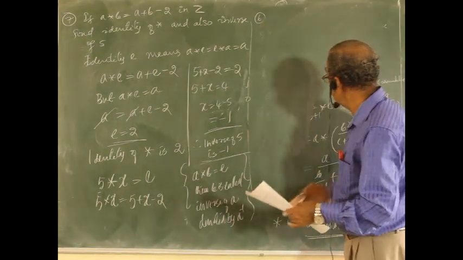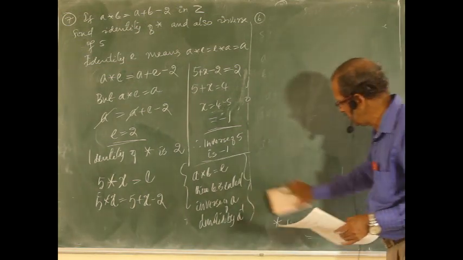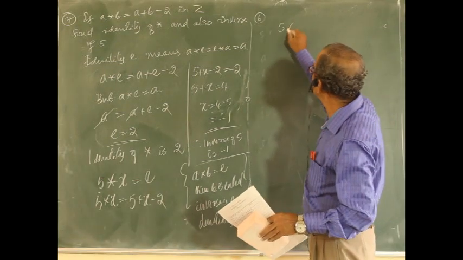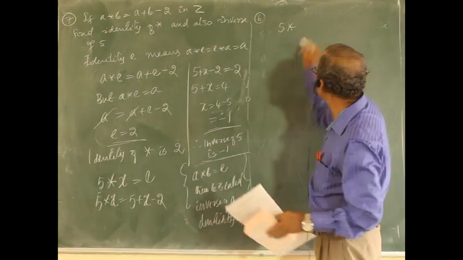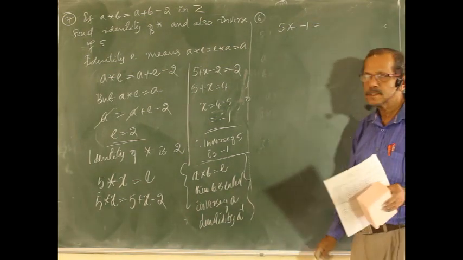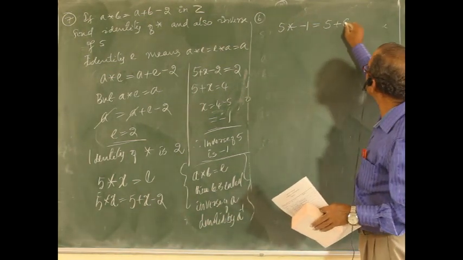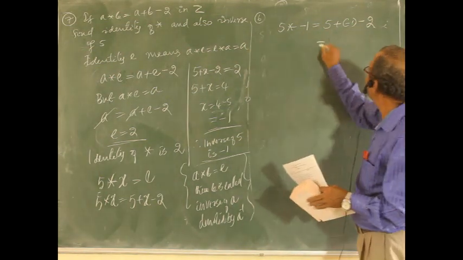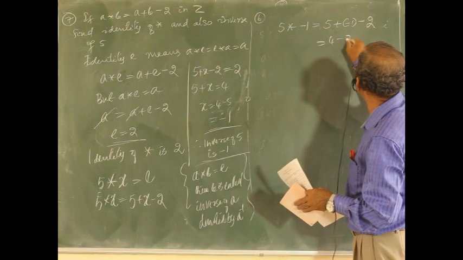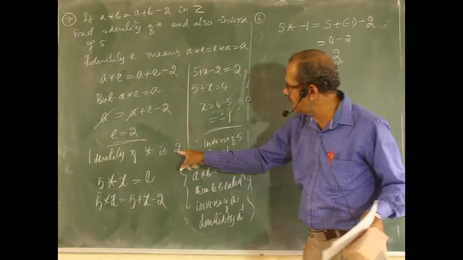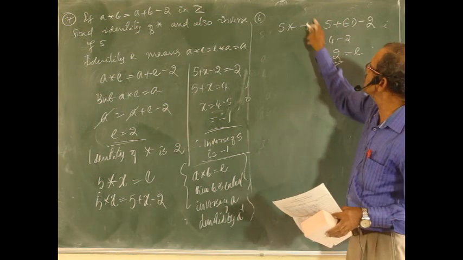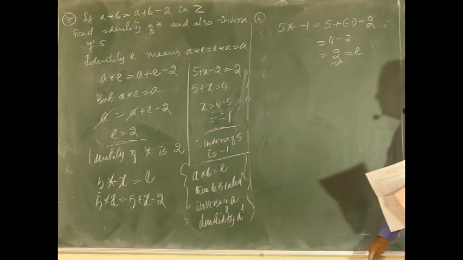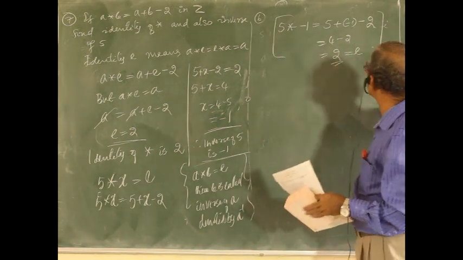How to verify that one? You combine that element with the inverse. You must get the identity too. Combine 5 star, its inverse is minus 1. What you get? 5 plus minus 1 minus 2 according to the definition, A plus B minus 2. 5 minus 1, 4 minus 2 equal to 2. Actually 2 is the identity, see. So minus 1 is inverse of 5 because we get product equal to identity. Anyway, this one is the verification.